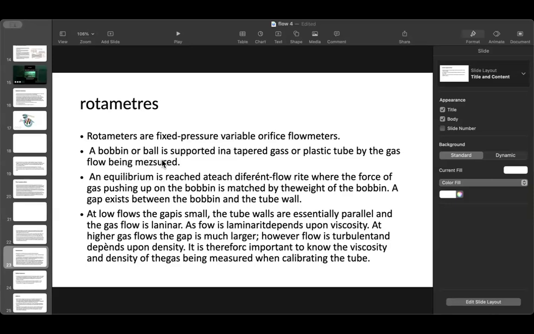It's usually a bobbin or a ball supported in a tapered glass or plastic tube by the gas flow being measured. An equilibrium is reached at different flow rates where the force of the gas pushing up the bobbin is matched by the weight of the bobbin. A gap exists between the bobbin and the tube wall. At low flows, the gap is small, the tube walls are essentially parallel, and the gas flow is laminar. Laminar flow depends on viscosity. At higher gas flow, the gap is much larger. The flow can be turbulent, and thus the measurement depends on density.